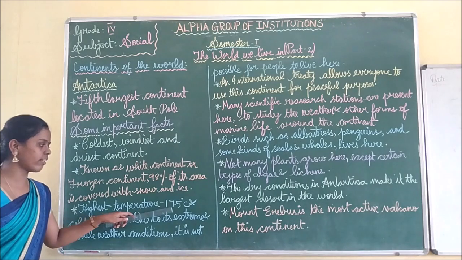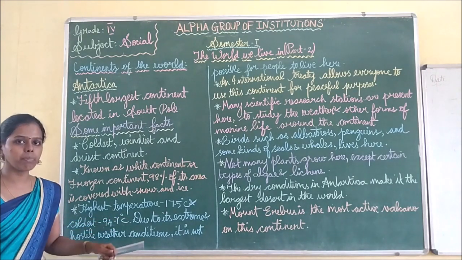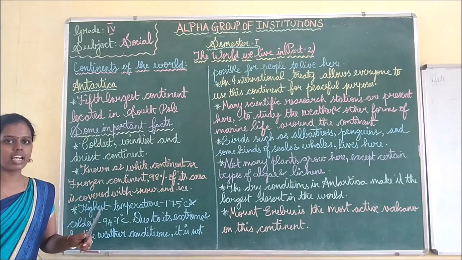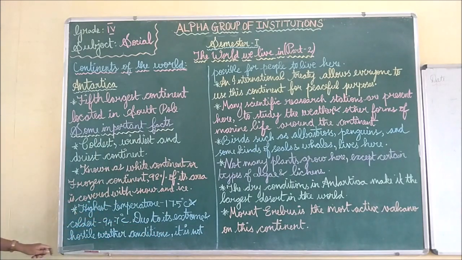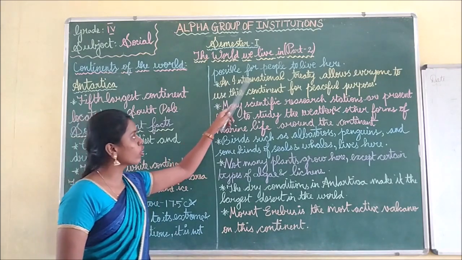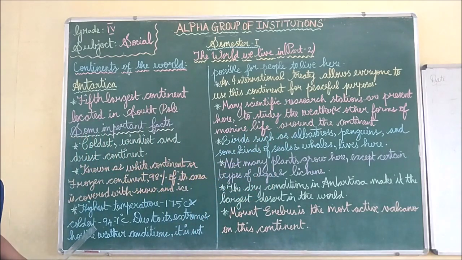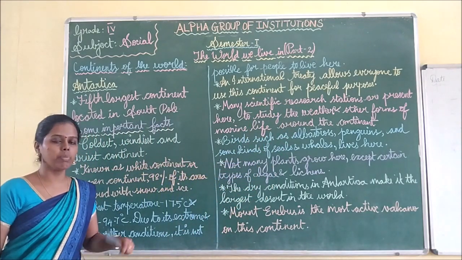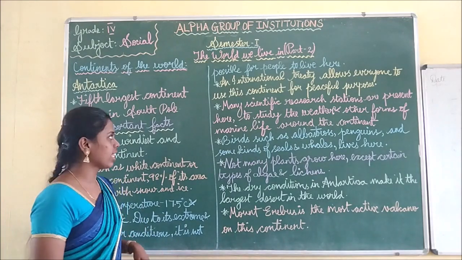Highest temperature 17.5 degrees Celsius and coldest temperature minus 94.7 degrees Celsius. These two are the extreme temperatures in Antarctica ever recorded. Okay, due to these extreme and hostile weather conditions, it is not possible for people to live in. So, these are all the extreme weather conditions. We can't live there. Because of this weather condition only, people can't live in Antarctica.